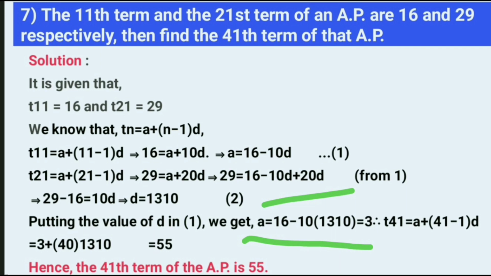Therefore T41 is equal to A plus 41 minus 1 into D is equal to 3 plus 40 into 13/10 is equal to 55. Hence, the 41st term of the AP is 55.